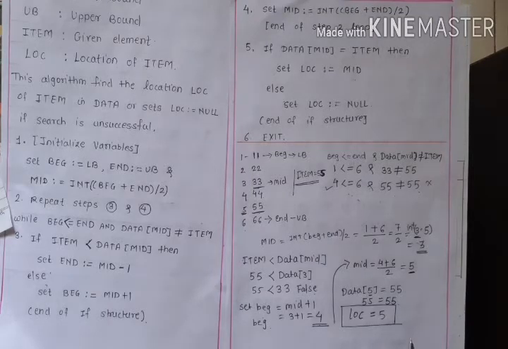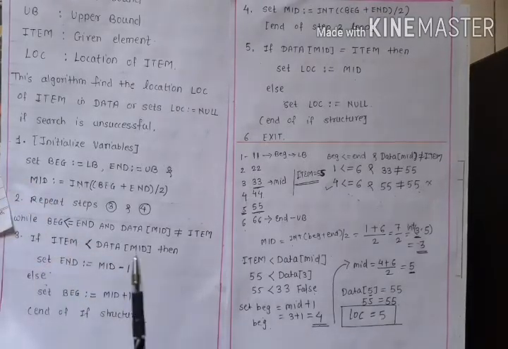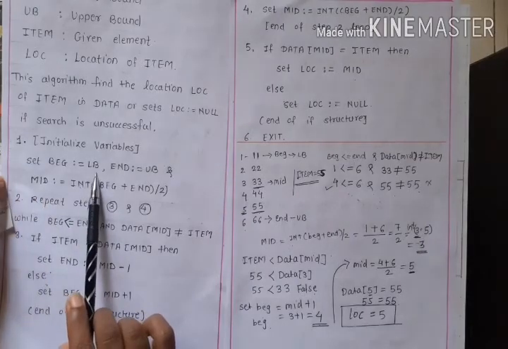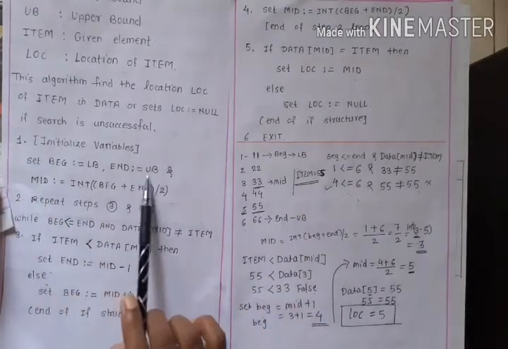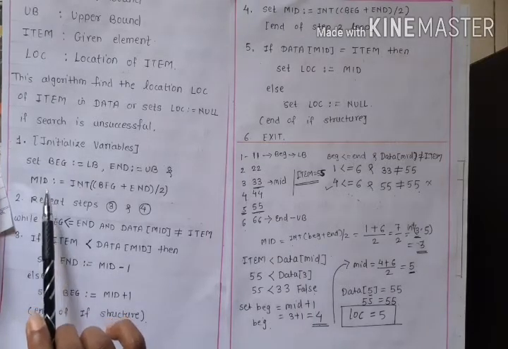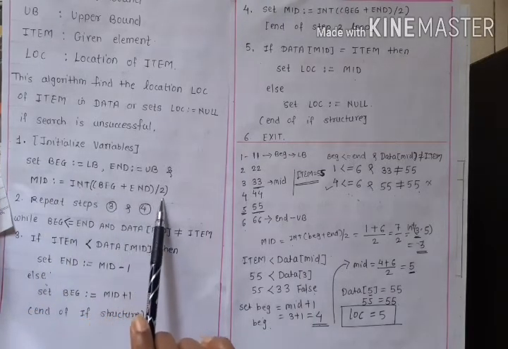Understand this binary search algorithm? Again see. In binary search, the first requirement is that the list should be sorted, either in ascending order or descending order. In the first step, beginning is equal to LB, the lower bound. Ending is equal to UB, the upper bound. Then calculate the midpoint: beginning plus end divided by 2.